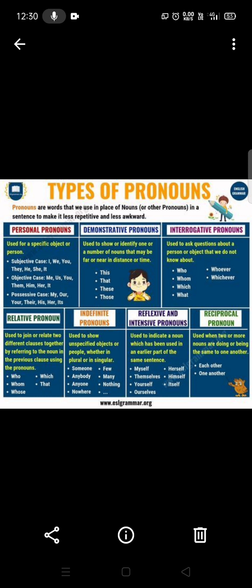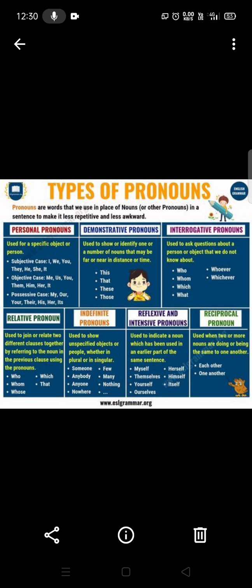It depends for what particular purpose they have been used in the sentence. So these are reflexive and intensive, reflexive and emphatic pronouns. Okay, and the next type we have is reciprocal pronouns. So reciprocal pronouns, we have words like each other and one another.